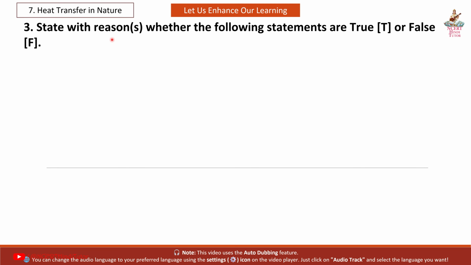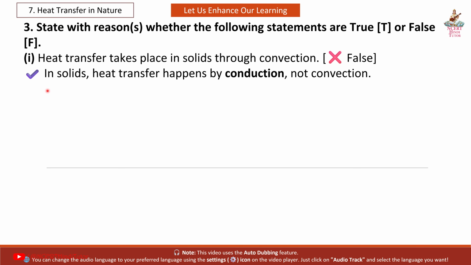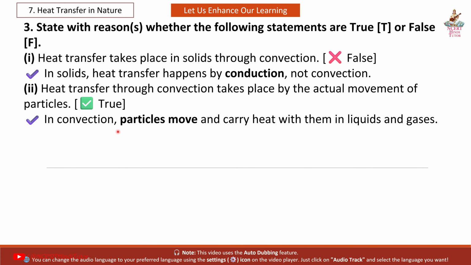Question 3. State with reasons whether the following statements are true (T) or false (F). First, heat transfer takes place in solids through convection. False. In solids, heat transfer happens by conduction, not convection. Second, heat transfer through convection takes place by the actual movement of particles. True. In convection, particles move and carry heat with them in liquids and gases.